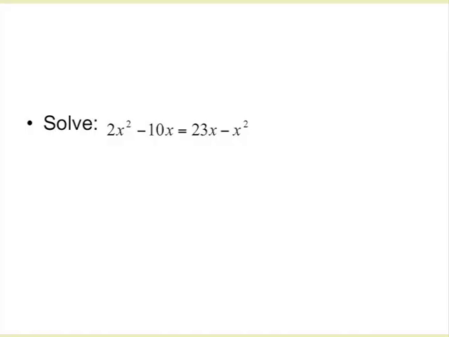This one has stuff on both sides. I want to try to move it in such a way to keep my x squareds positive, so I'm going to add an x squared to both sides, which then means I'm also going to subtract a 23x from both sides. We get 3x squared minus 33x equals 0.